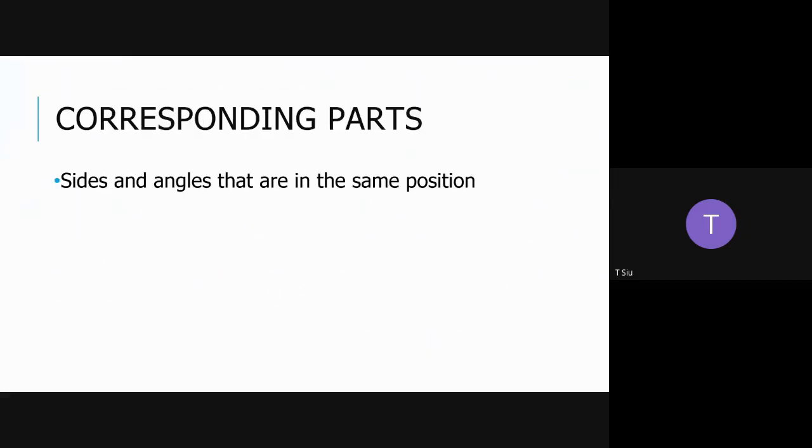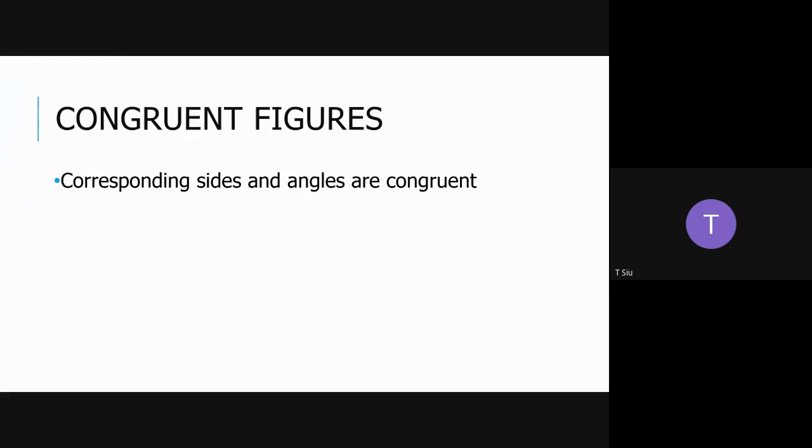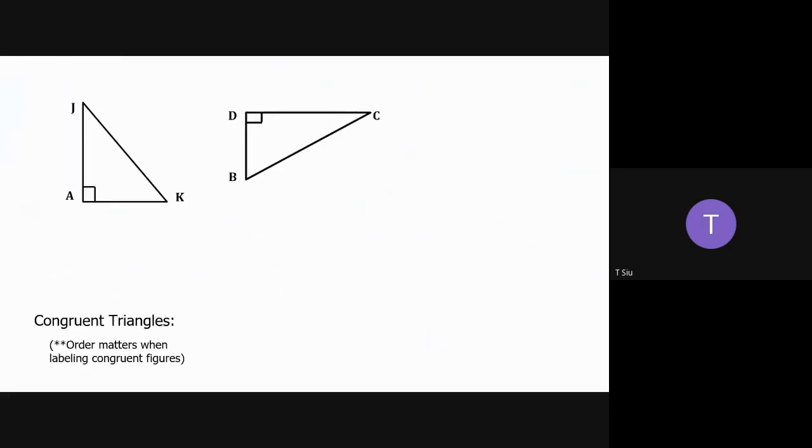Corresponding parts are the sides and angles that are in the same position as each other. So recall when we were talking about corresponding angles in parallel lines. Congruent figures are figures that have corresponding sides and angles that are all congruent. In this diagram, I have 2 triangles. I am going to identify the corresponding sides and the corresponding angles.